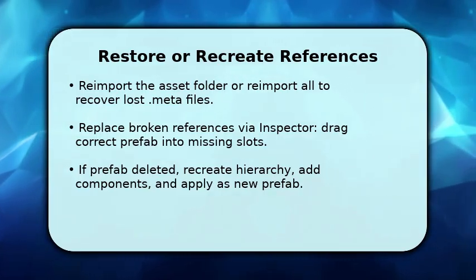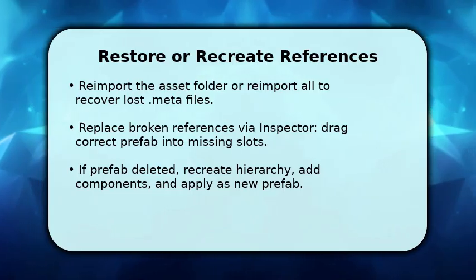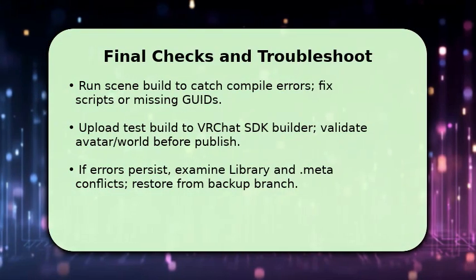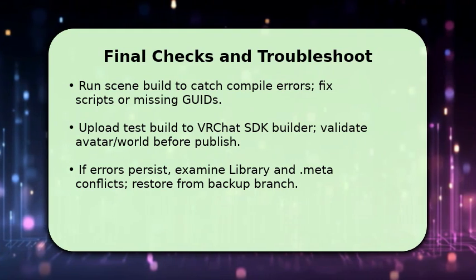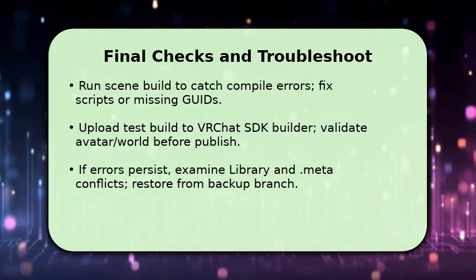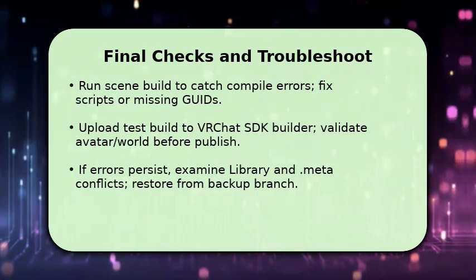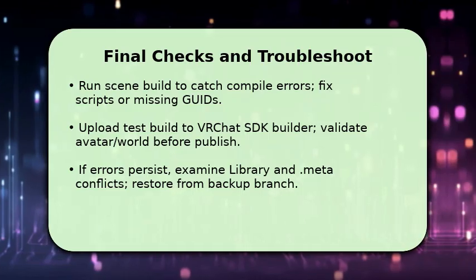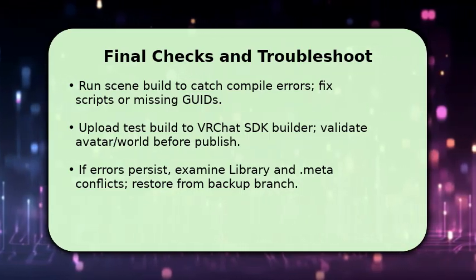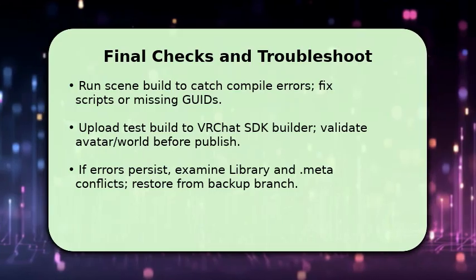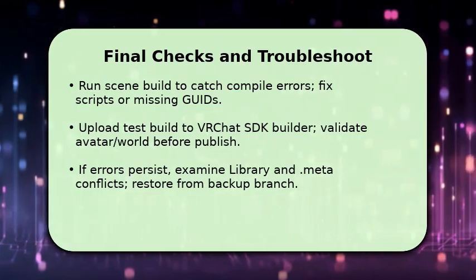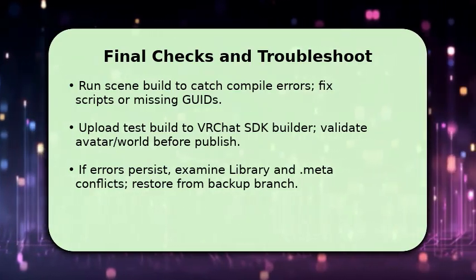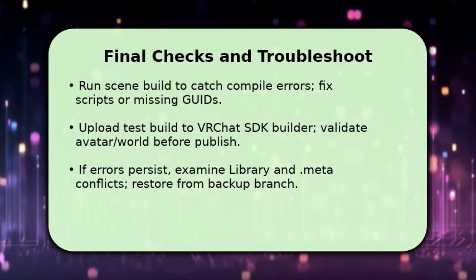To finish, run a build or the VRChat SDK upload validation to expose any remaining compile errors or GUID mismatches. Make sure to fix script compile errors and reassign any assets flagged by the validator, then attempt a test upload. If problems persist, compare meta files and the library folder against your backup or version control branch. Conflicting meta GUIDs are a common culprit.